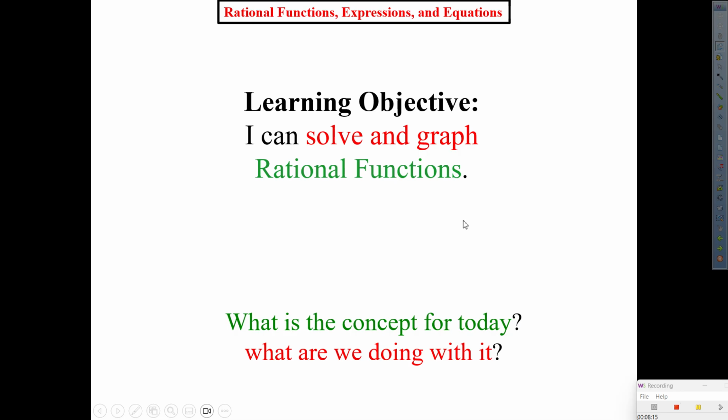Get a Cornell note ready, please. Also, I had a sign up on the screen to get at least 3 graph papers. If you haven't gotten those, get those, please. You're going to need them for the session. It says, I can solve and graph rational functions.